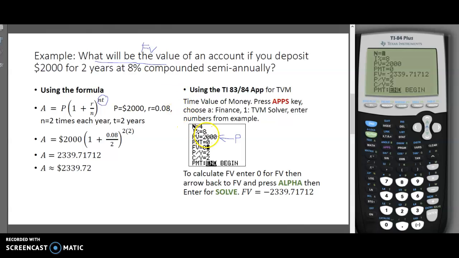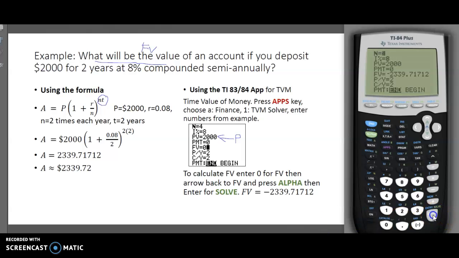We don't have payments on these types of problems. That's for annuities. Our future value, that's what we're looking for. We put a 0 in there. So let me show you how I'm going to do that. There's my 4 and I hit enter. My 8 is there, enter. My 2000 is there, enter. I'm going to put 0 in for my future value because I'm calculating that.